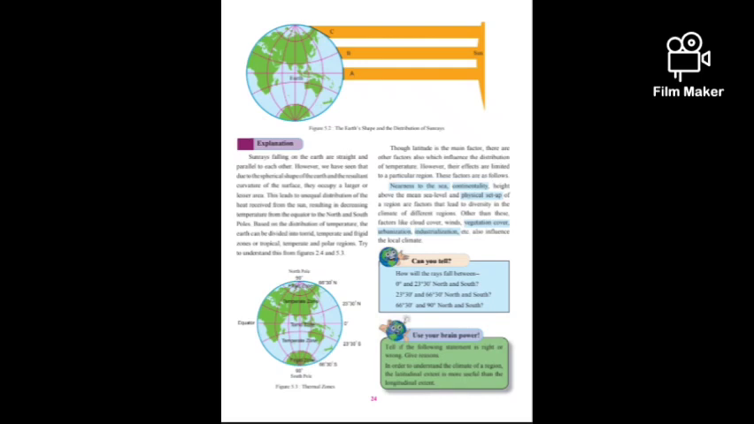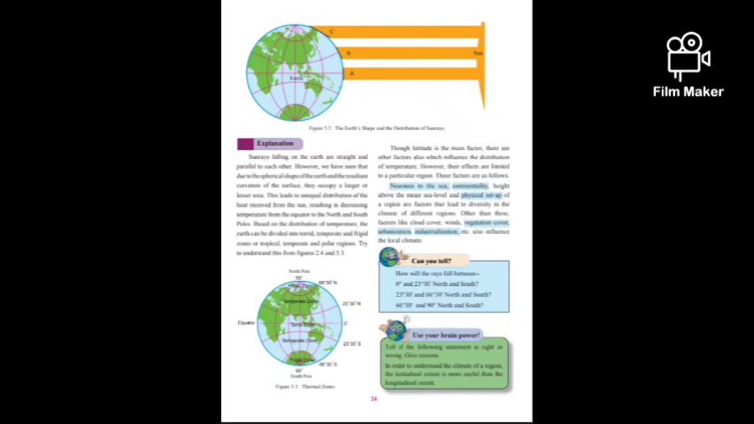Though latitude is the main factor, there are other factors also which influence the distribution of temperature. However, their effects are limited to a particular region. These factors are as follows. Now, children, along with the latitudinal lines, the sun rays, I told you, fall on the earth's surface perpendicular.